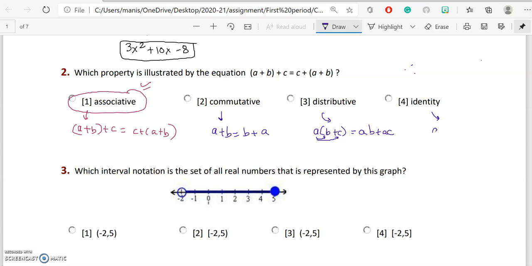What is the identity property? An example is this. Identity means 1. When you multiply by this, your answer is the same number over here. Or I can write it like this also, 1 times 1. That's an example of the identity property.